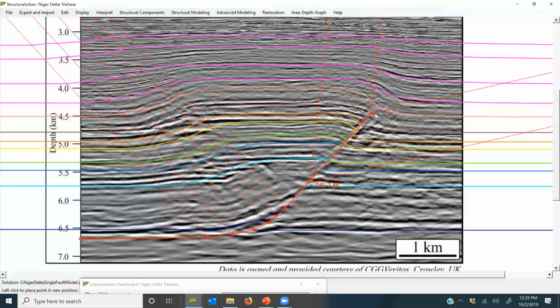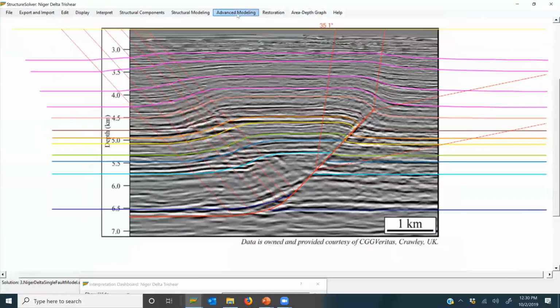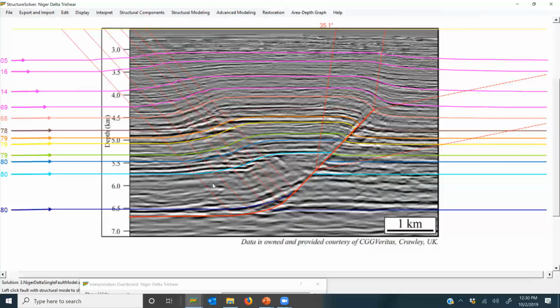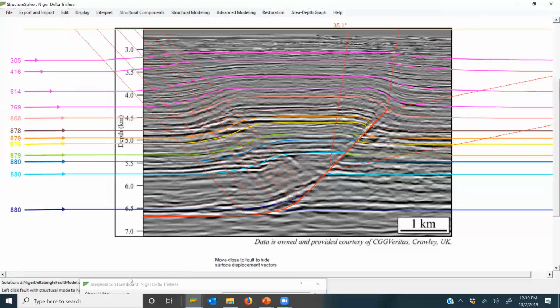So this is the fault tip using a tri-shear algorithm. We've played around with the location of the fault tip as well as the total amount of displacement on the structure in order to create a forward model that fits the seismic data as closely as possible. And what we see from these forward models is that one of the outcomes is the total amount of displacement on the structure.